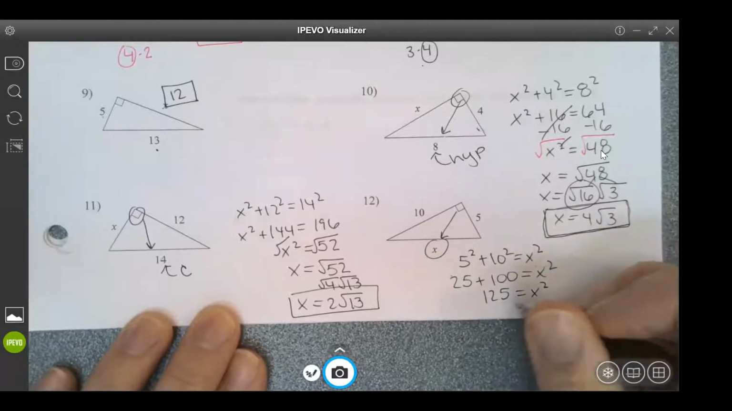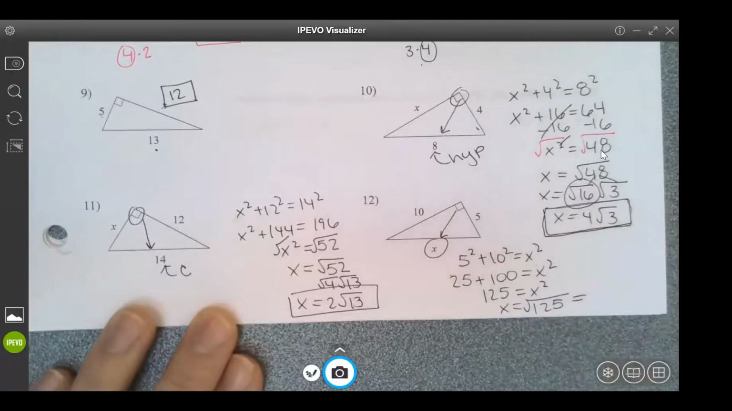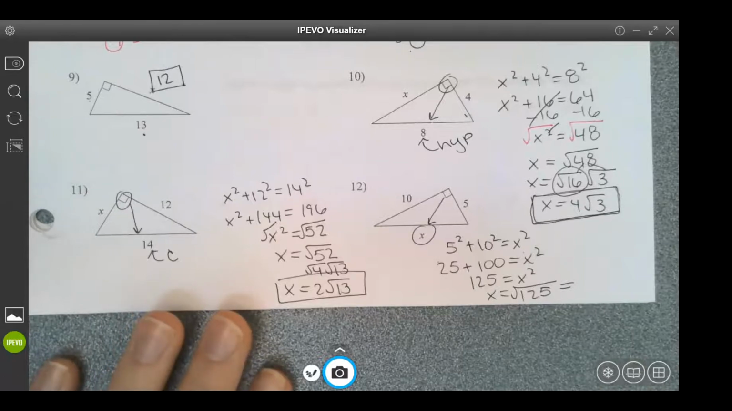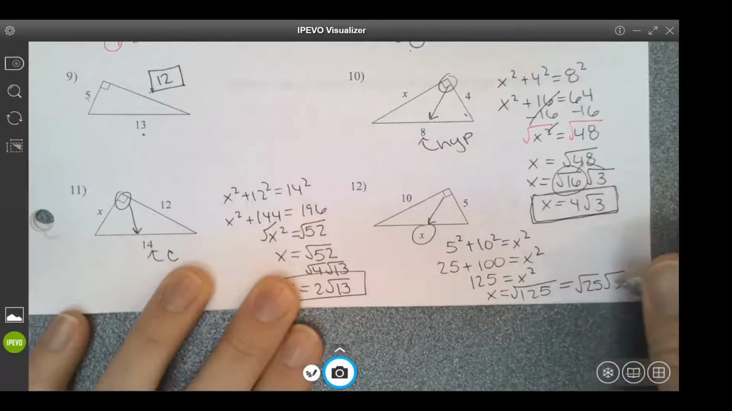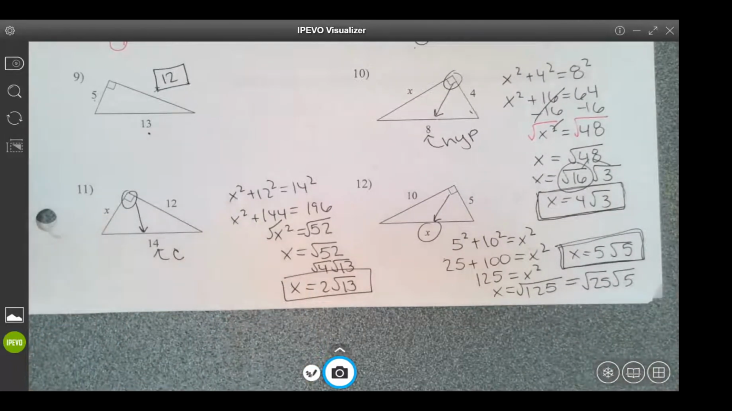125 equals x squared. X equals the square root of 125. And what perfect square goes into 125? It is 25 times 5, so x simplifies down to 5 rad 5. Okay, so that was just last night's homework, just a little refresher of the Pythagorean theorem.